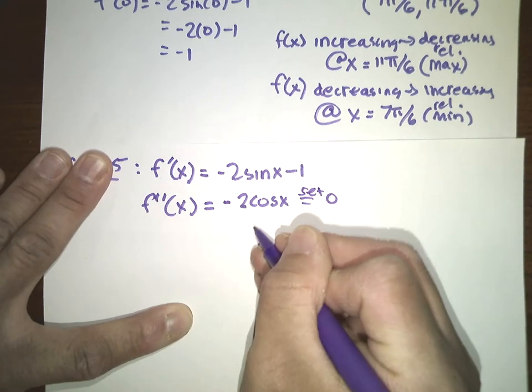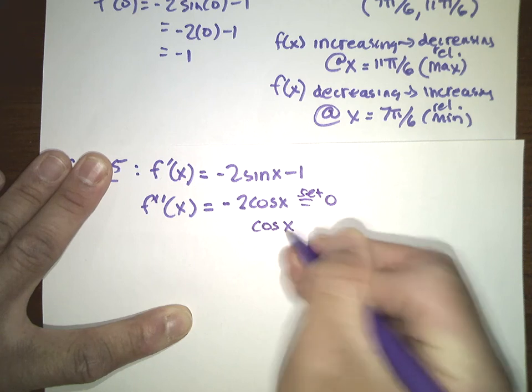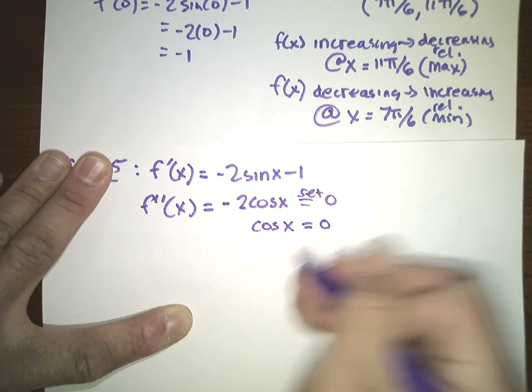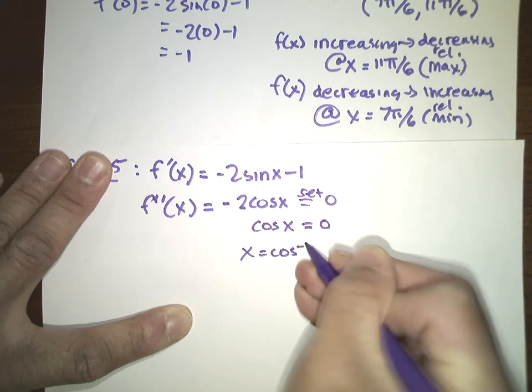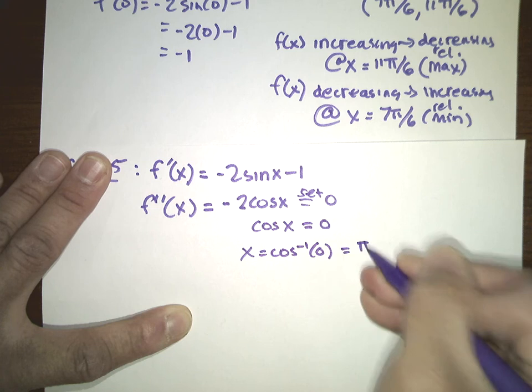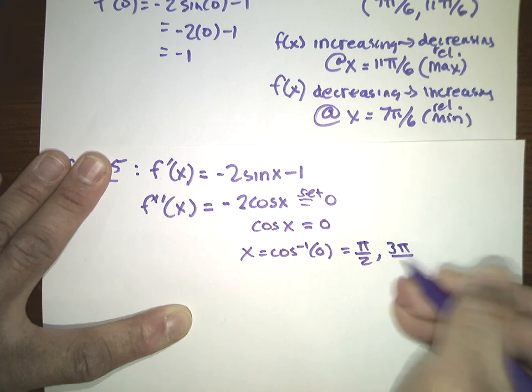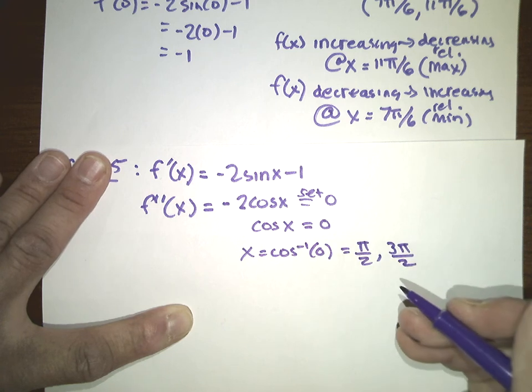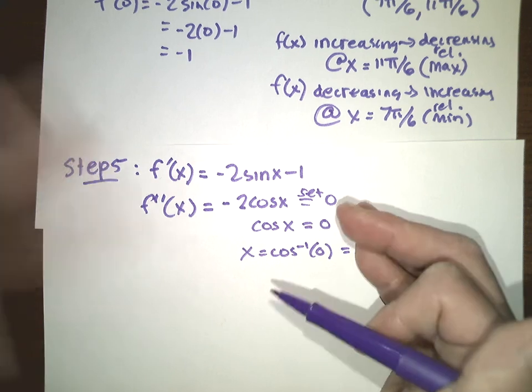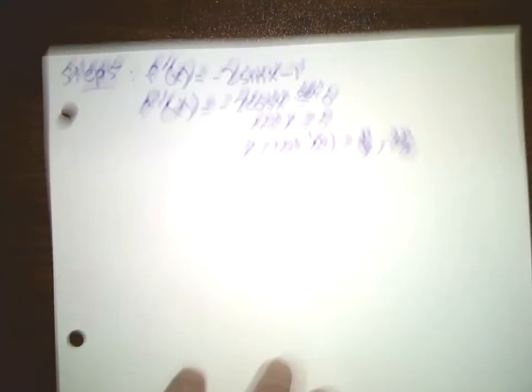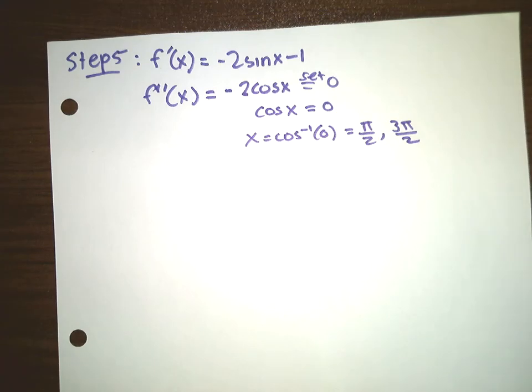So divide by negative 2. So cosine of x is equal to 0. Then x is cosine inverse of 0, which is pi over 2, or 3 pi over 2 for the values in 0 to 2 pi. So hopefully no one needs that. If you do, just say something in the chat room there.